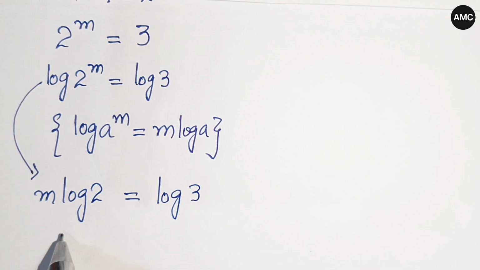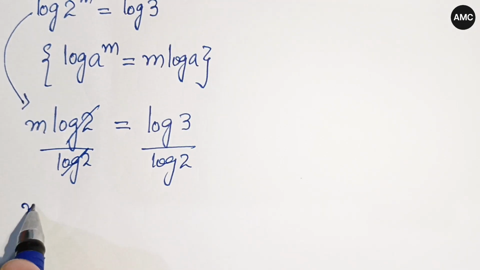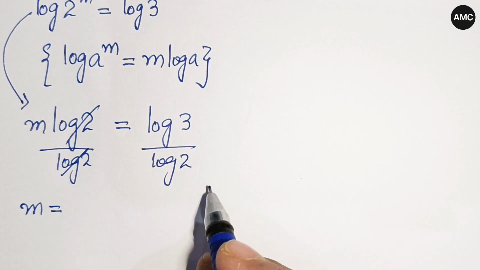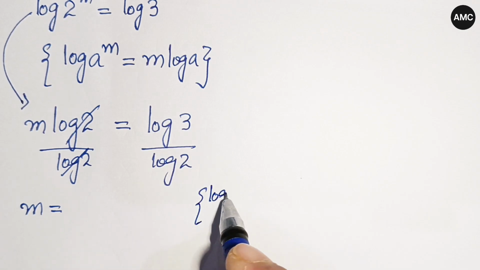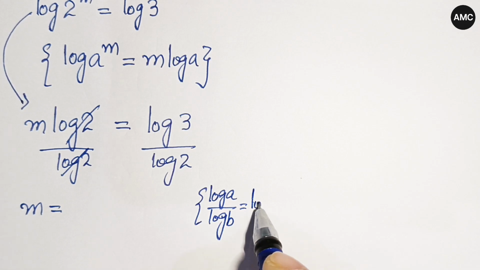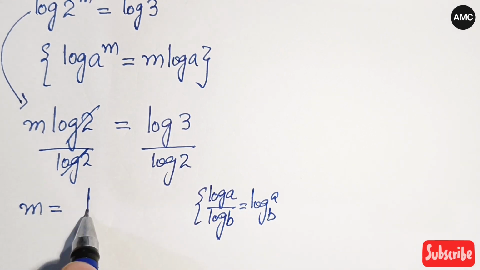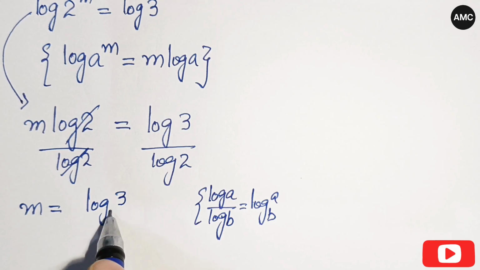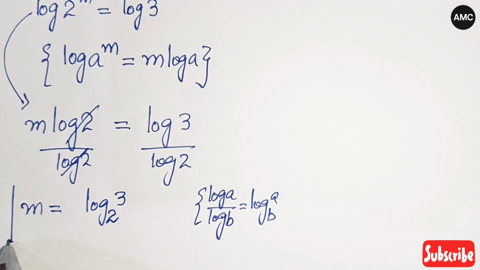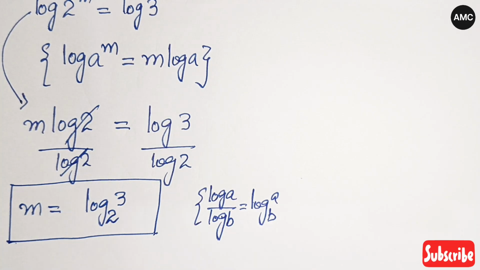Now if we divide by log 2 on both hand sides, this log 2 is cancelled out, we get m is equal to, according to the logarithm law, as we know that if we have log a over log b, then it is equal to log a to base b, so it will be log 3 to base 2. So it is the value of m, and which is a real value.